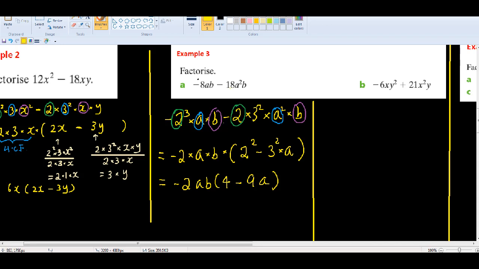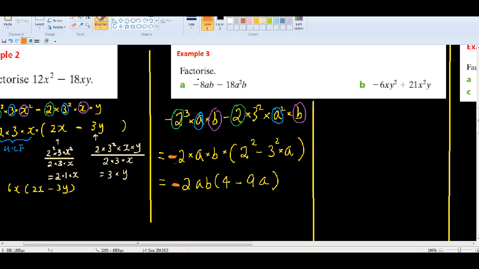Okay, so when you compare, you see that 2 is the common factor, A is another common factor, B is the third common factor, right? So when you take out HCF, a bit of notice here. Oh, I made a mistake. Okay, I'm going to correct that right away. Okay, so I'm taking out minus.